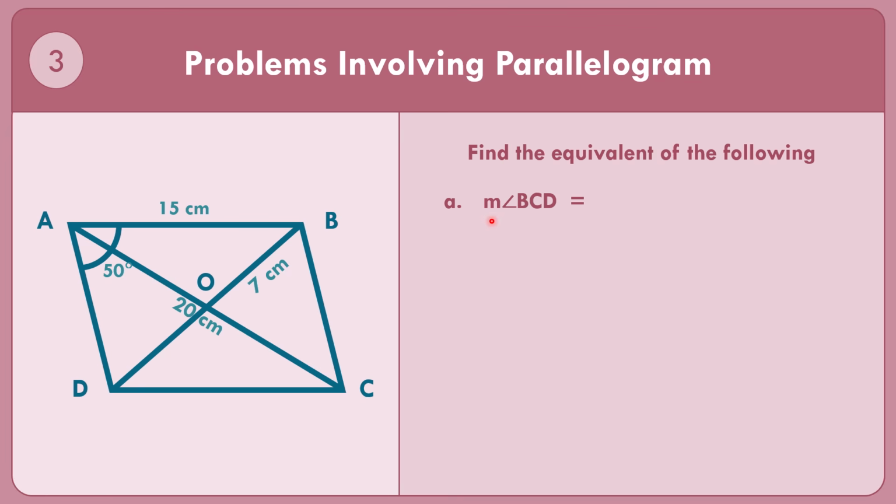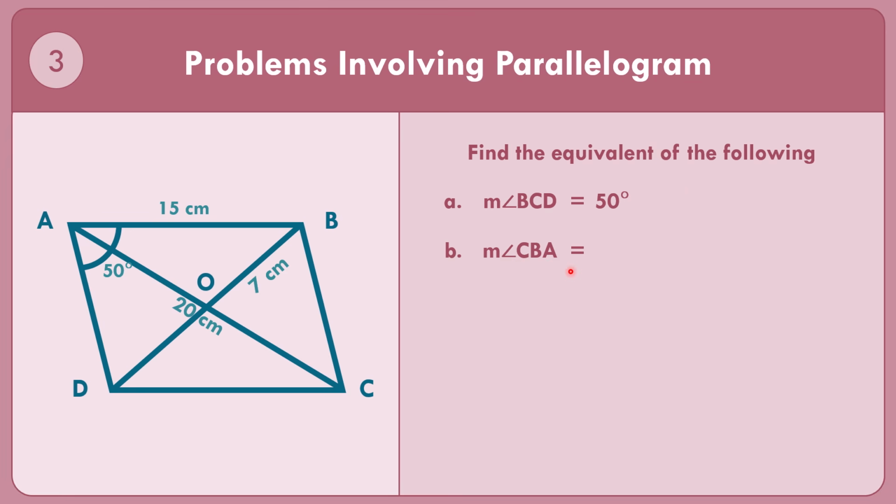First, what could be the measurement of the angle BCD? First, we need to identify the measurement of the opposite. What could be the opposite of angle C? That is angle A. Opposite angles are congruent. If the measurement of the angle A is 50 degrees, it means the measurement of the angle C is 50 degrees. So what could be the measurement of the angle BCD? That is also equal to 50 degrees.